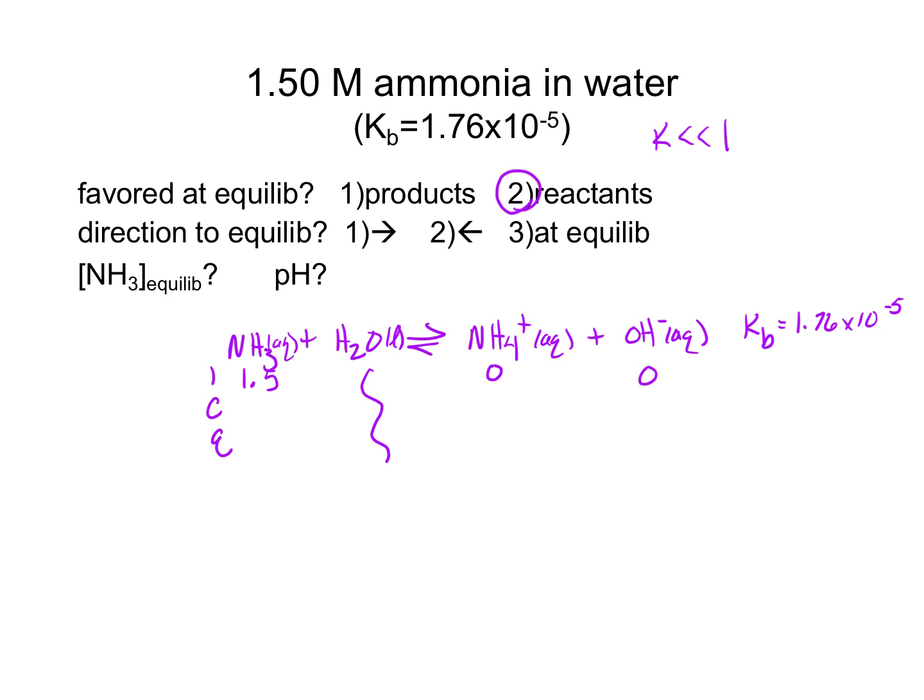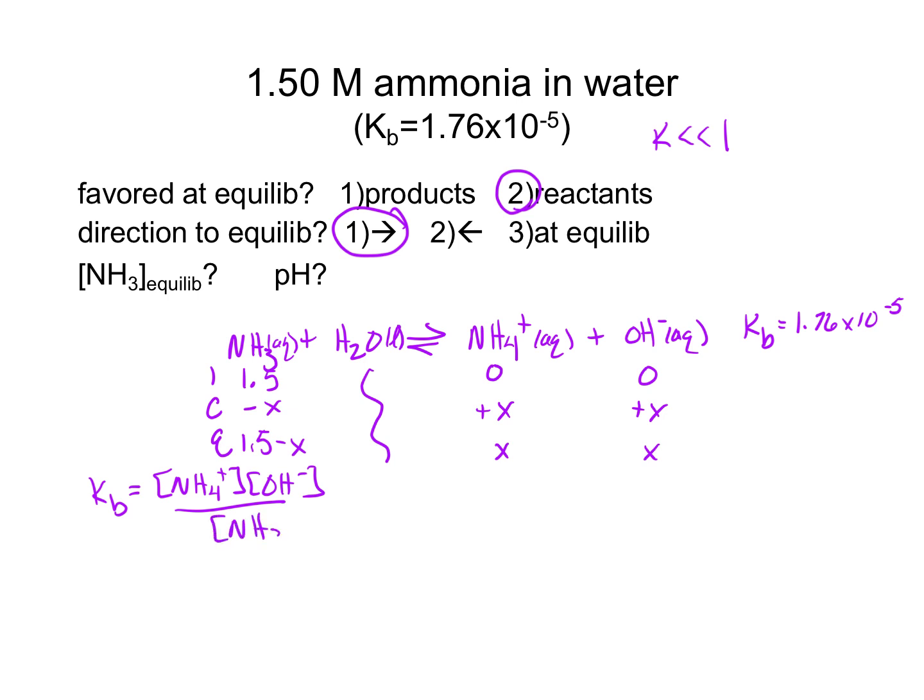Because I have 0, even though my K is very small, I'm going to proceed in the forward direction. All right, so I get a minus X, I get a plus X. So I have 1.5 minus X, and X. If I substitute those back into the Kb, this would be NH4 plus times the concentration of OH minus, all over the concentration of NH3. Substituting in my values from the equilibrium line, I would get X squared over 1.5 minus X.